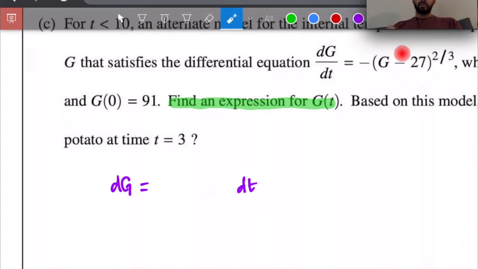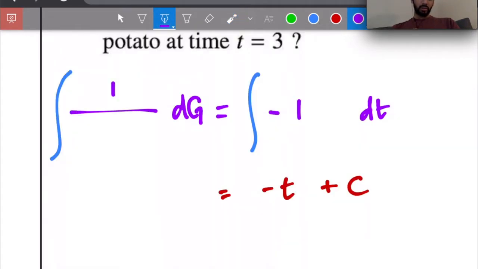And notice how everything over here is in terms of g, so I need to move all of that together. I can't separate those terms inside of this parentheses here. I need to move them all this way. So what I'm going to do is I'm going to have 1 over that guy, g minus 27 to the 2/3.